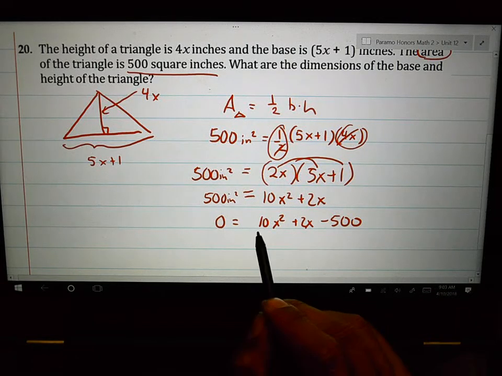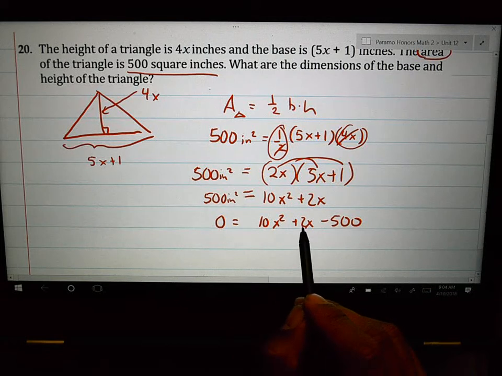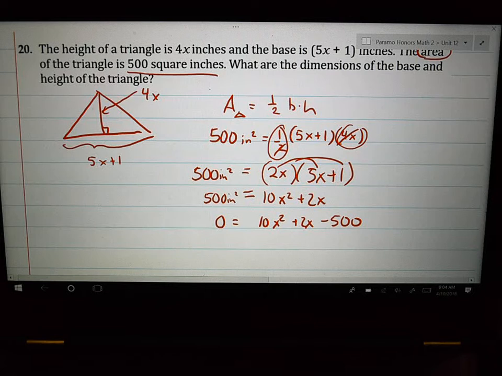Because if I were to divide by 10 and divide by 10 and divide by 10, if I were to try to complete the square here, I'd have to be dealing with a fraction. I'm pretty good at fractions, but I kind of feel like most of you won't go completing the square. Most of you probably will go into quadratic formula. So that's what I'm going to do here.